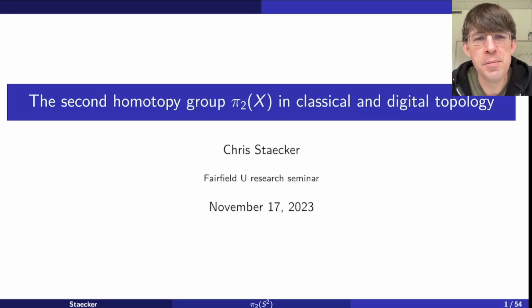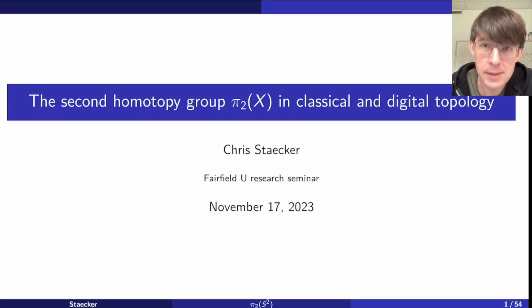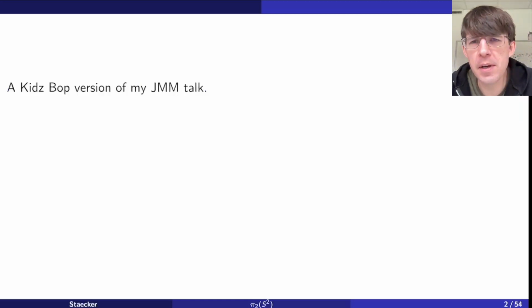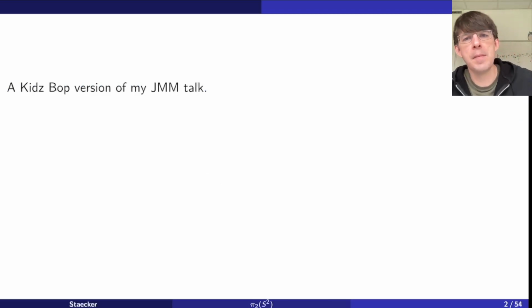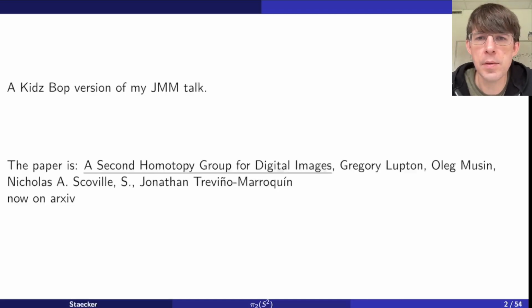I'm going to tell you a little bit about the second homotopy group, pi2 of X, in classical and digital topology. This is a more accessible version of the talk I'm going to give at the joint meetings in a couple months. It's based on a paper we worked on this past summer called The Second Homotopy Group for Digital Images, with Greg Lupton, Oleg Musin, Nick Scoville, and Jonathan Trevino. You can see the paper on the arXiv now, although it's a little technical, but you can probably understand it if you really wanted to. Although I don't necessarily recommend it.